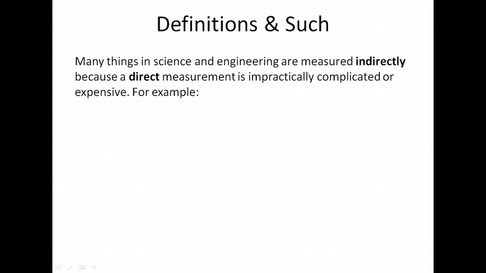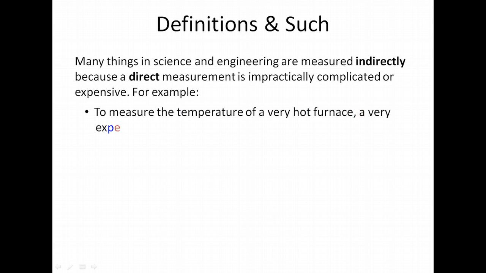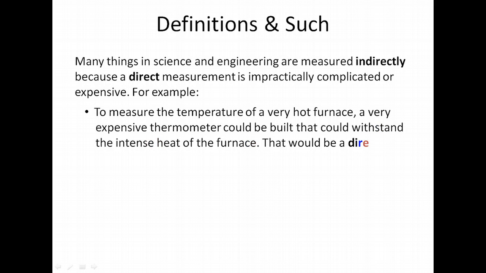Many things in science and engineering are measured indirectly because a direct measurement is impractically complicated or expensive. For example, if you wanted to measure the temperature of a very hot furnace, a very expensive thermometer could be built that could withstand the intense heat of the furnace. Once you put that in there, that would be a direct measurement of the temperature. However, the expense might not be very productive, because that would be a lot of expense you would have to go to every time you built a furnace.